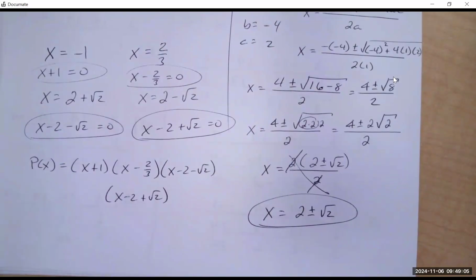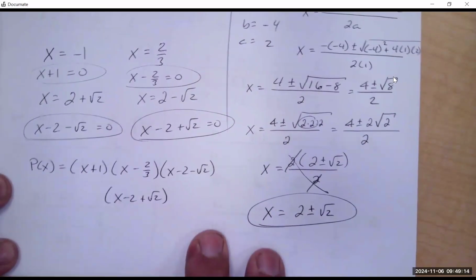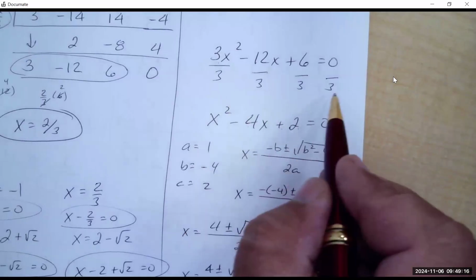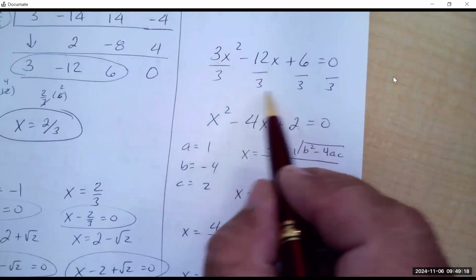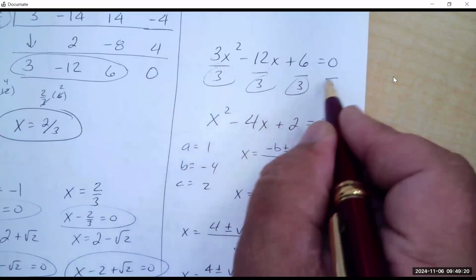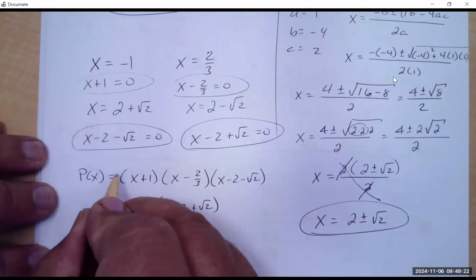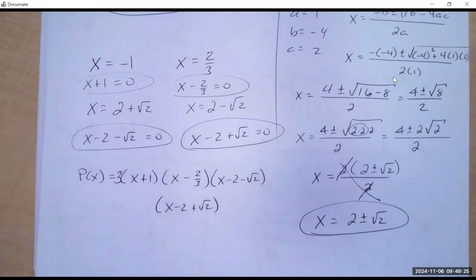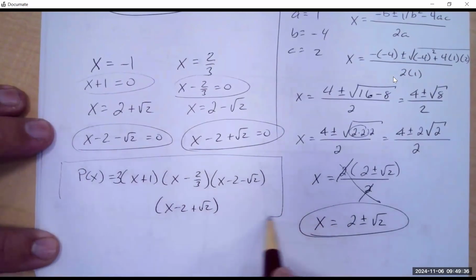So far, so good. There's one thing missing. Remember in this step here, when I divided by 3, that 3 has to go in front of the whole thing, because it's part of my answer. So there's my polynomial.